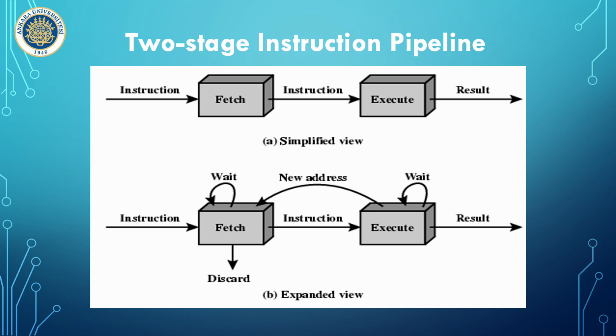And we see the two-stage instruction pipeline. A simple form of pipelining splits instruction processing into just two stages, fetch and execute. The first stage fetches an instruction and stores it in a buffer. The second stage executes the instruction that was fetched earlier.